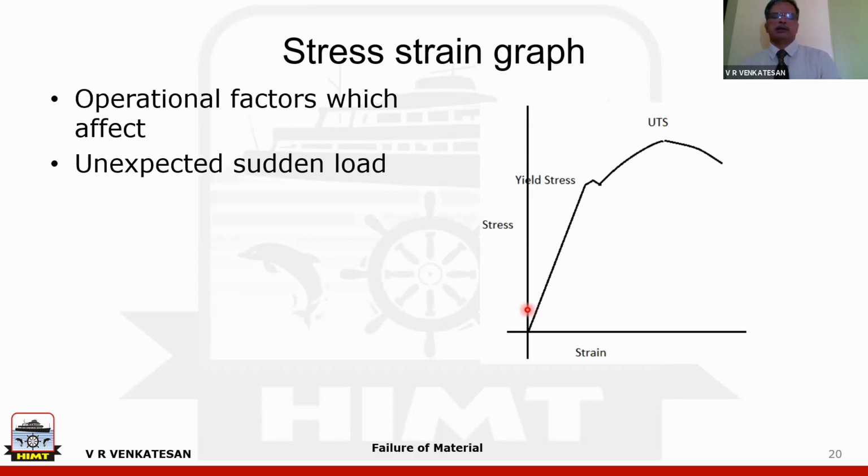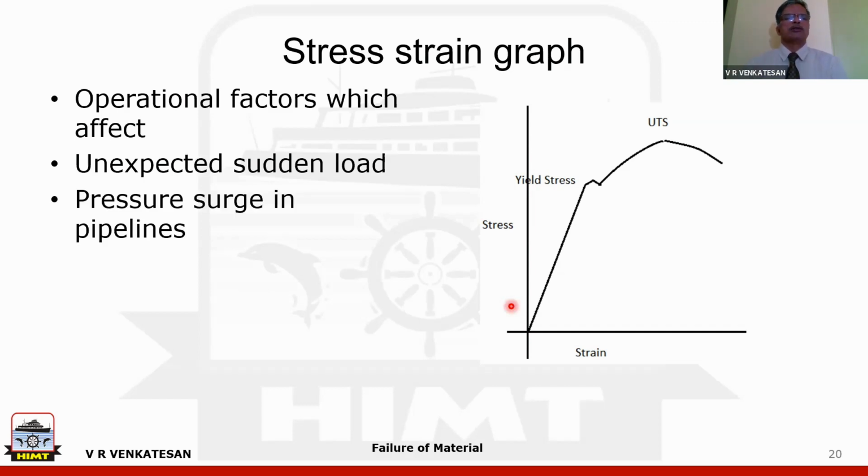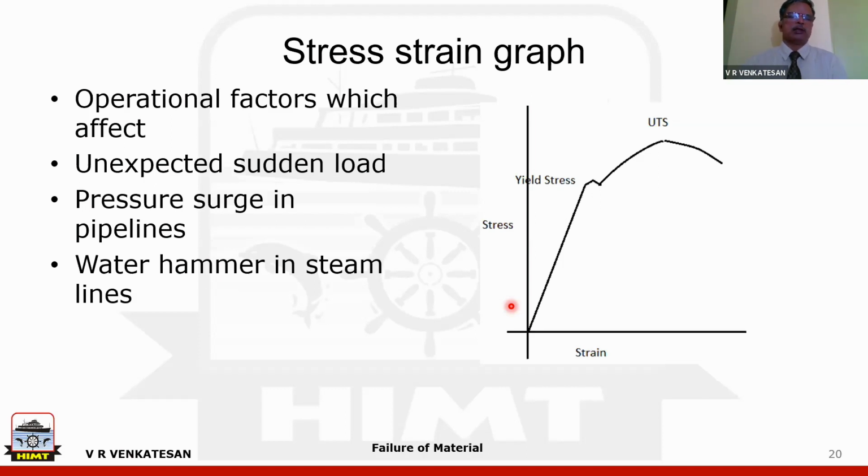Then why is it that components still fail? Components which are supposed to be built with so much safety, why do they still fail? Very often it is because of unexpected sudden load, that it is not designed to withstand. In general, it is supposed to have static load or gradually increasing load. So what are the different ways sudden load can come? One is pressure surge in pipelines. If valves are closed suddenly or opened suddenly, you will get pressure surge in pipelines. You will have water hammer in steam lines.